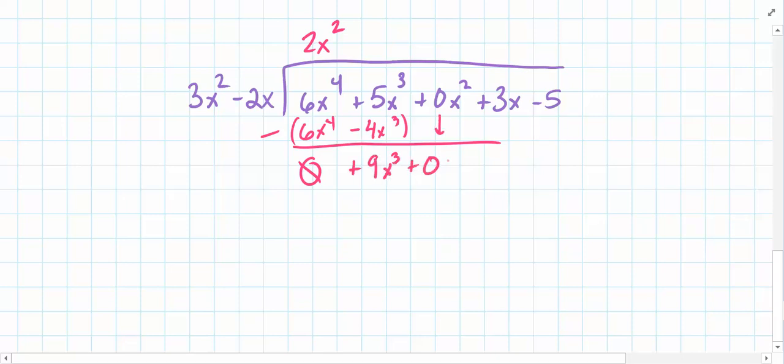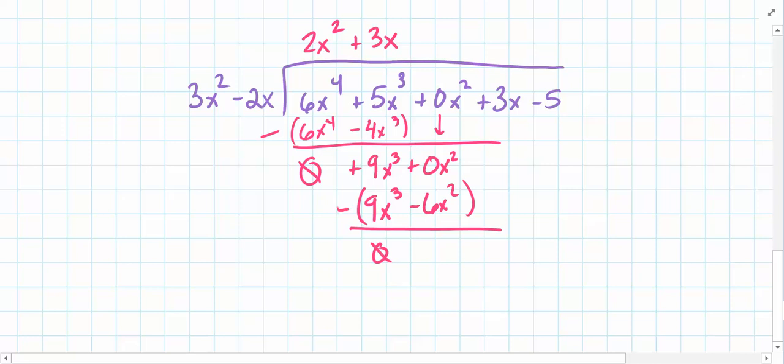So far so good? Okay, how many times does 3x squared go into 9x cubed? A 3x times, very good. So that's going to give me a 9x to the third. 3x times the negative 2 is a negative 6x squared. So I'm going to have nothing here. So 0 take away a negative 6x squared, what's that become? A positive 6x squared, good. Bring down the plus 3x.